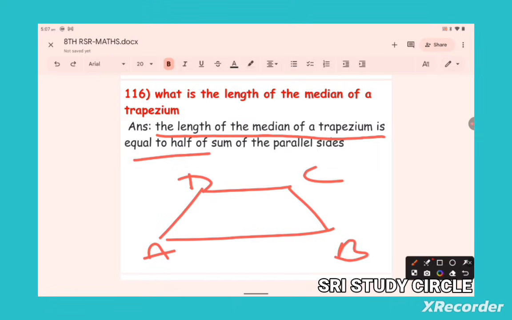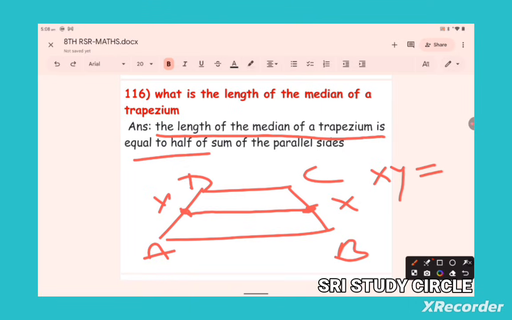Suppose the non-parallel sides are BC and AD. The midpoint of BC is X, and the midpoint of AD is Y. Now join X and Y. Here XY is known as the median of the trapezium. So XY is equal to what do we know here?